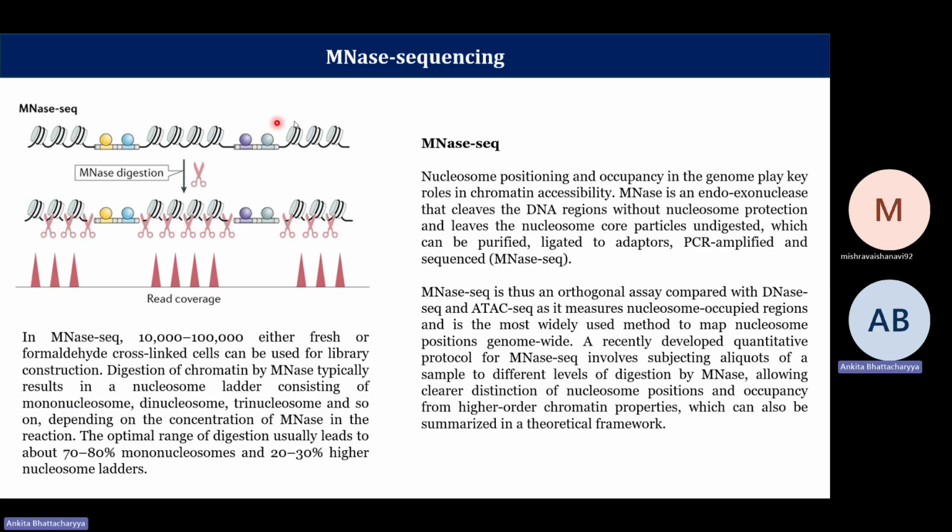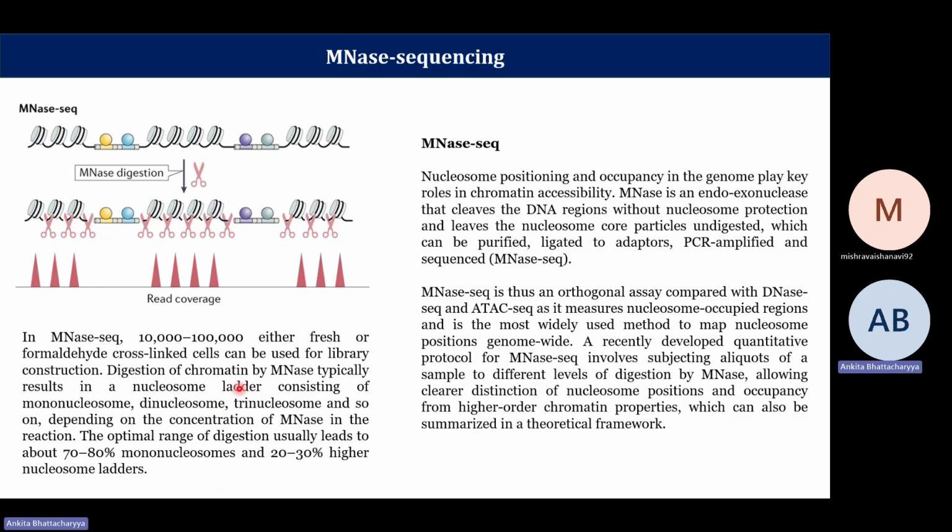So what does it do in MNase-seq? It uses either 10,000 to 100,000 cells that are either fresh tissue samples or they can be paraformaldehyde fixed cells that can be used for library reconstruction. Then MNase digestion usually will result in a nucleosomal ladder. Again, I think in our initial discussion on the epigenetics studies, in week 4 or 5, somewhere around that time, we had discussed how MNase exactly works. So that gives you a nucleosomal ladder.